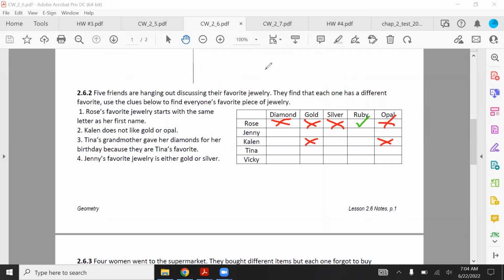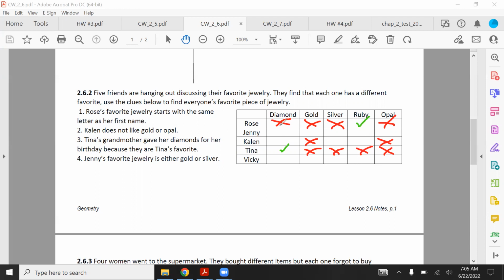Okay. It's kind of like Wordle. If you guys play Wordle, you have to eliminate words. I just did it this morning. Took me a little while. Tina's grandmother gave her diamonds for her birthday because they are Tina's favorite. Oh, and she likes diamonds. Well, that was easy. Okay, little check mark there. We X out these right here.